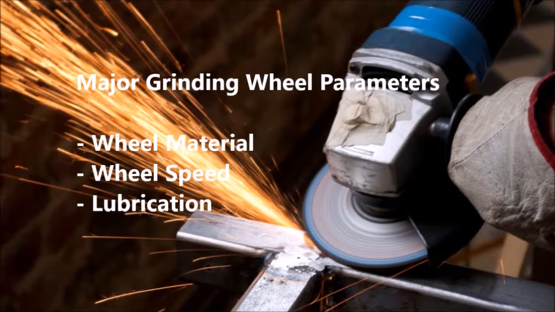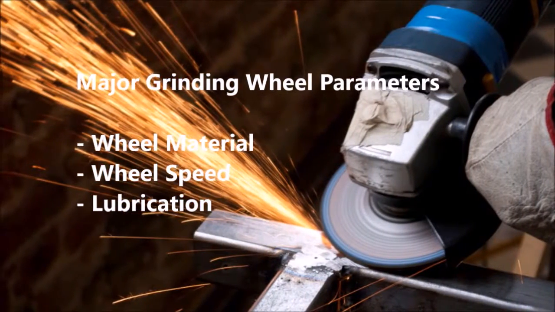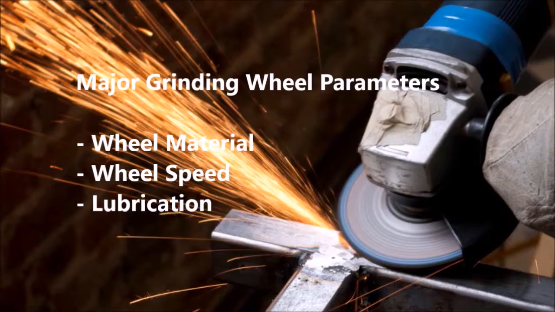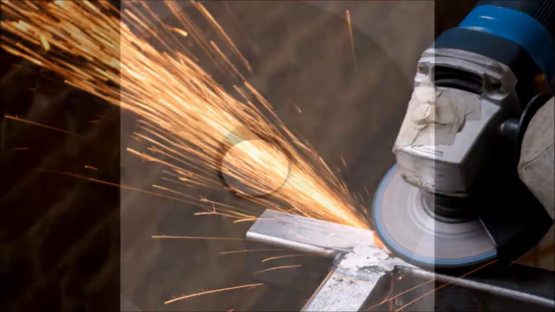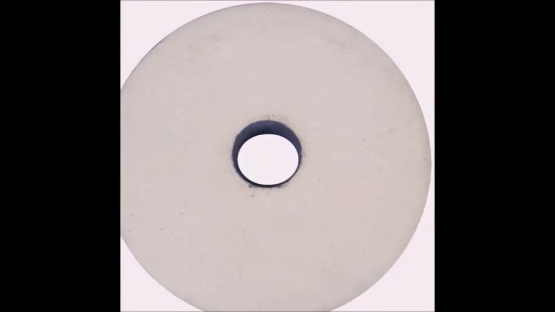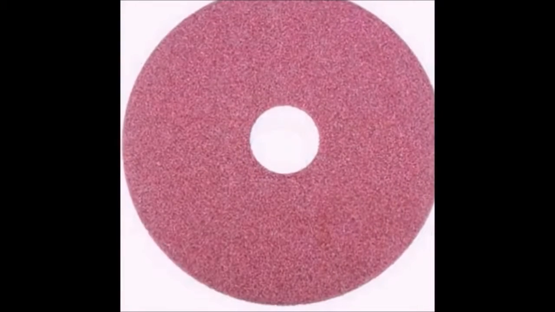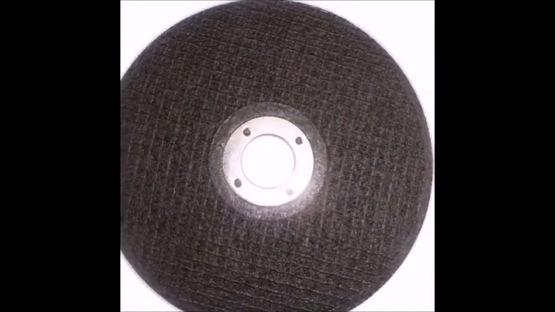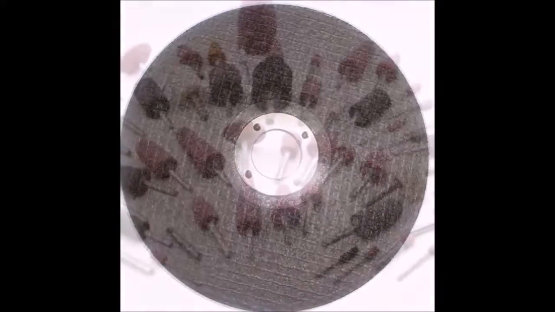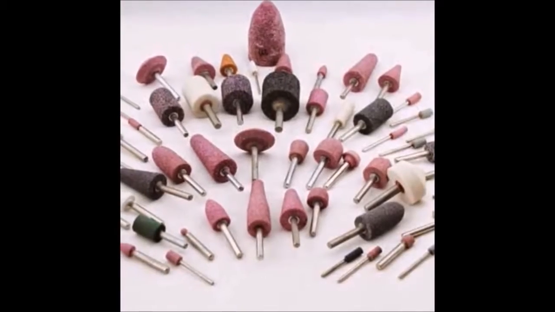Some of the major parameters that add to the quality of machining process are grinding wheel material, wheel speed, and lubrication. Successful grinding requires the abrasive wheel material to be harder than the workpiece. It must be heat resistant, shock resistant, and also capable of fracturing to allow new layers of abrasive to emerge.